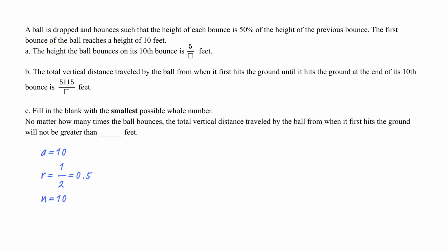To find the height of the 10th bounce, we use the nth term formula, a times r to the power of n minus 1. Here, n is 10, so our exponent is 10 minus 1, which is 9. Our calculation is 10 times 1/2 to the 9th power. 1/2 to the 9th is 1 over 512. Multiplying by 10 gives us 10 over 512, which simplifies to 5 over 256 feet. So the denominator for part A is 256.